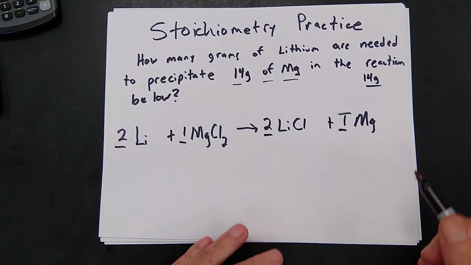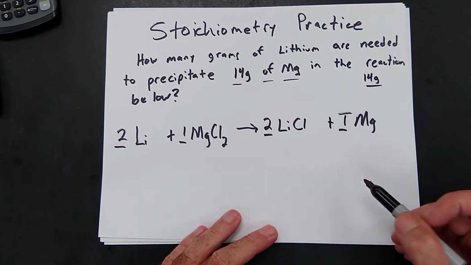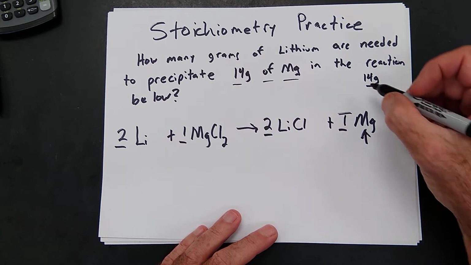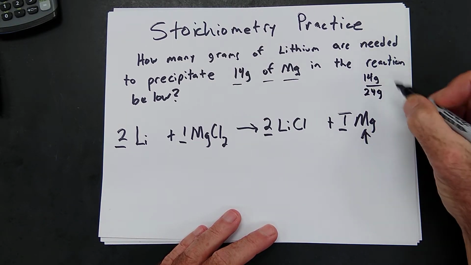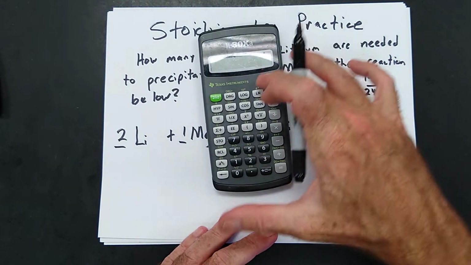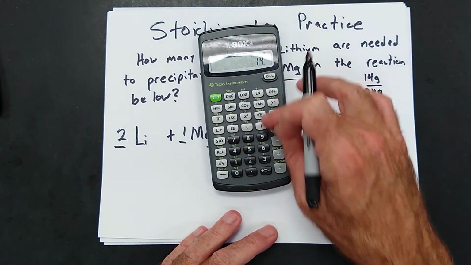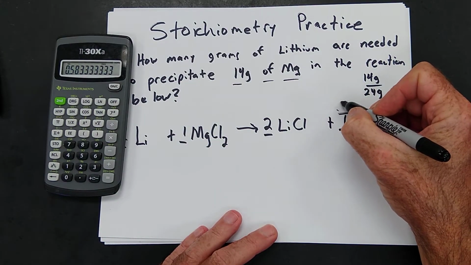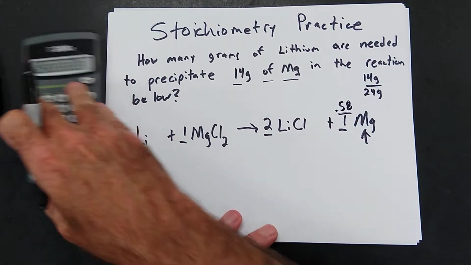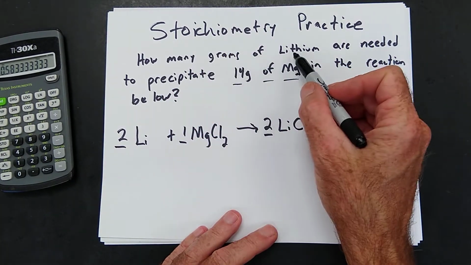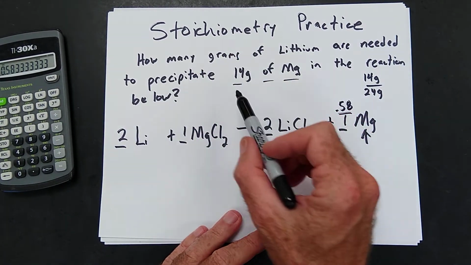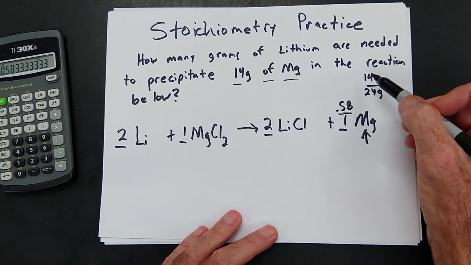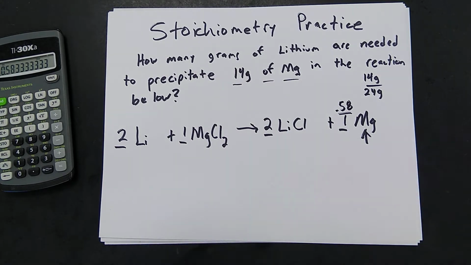No is correct. We have to change 14 grams to moles. Look up the mass of magnesium on the periodic table. You'll find that it is 24 grams. So 14 out of 24. 14 divided by 24. That's only 0.58 moles. So really the problem says, how many grams of lithium are needed to precipitate 0.58 moles of magnesium? See, 14 grams is 0.58 moles, all right?